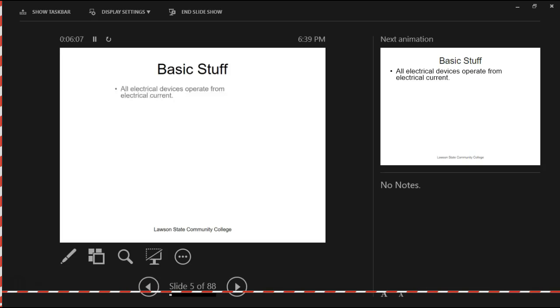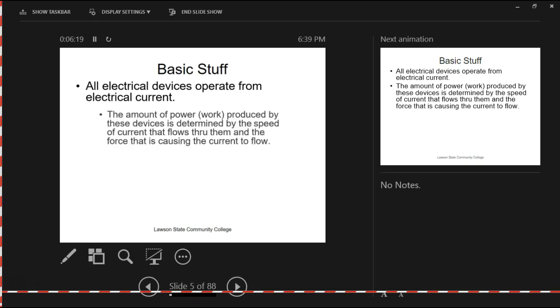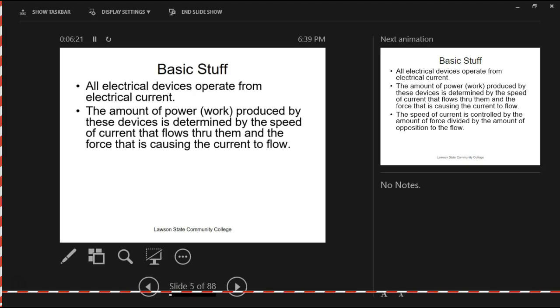So basic stuff. Electrical device. All electrical devices operate off electrical current. So what's actually moving inside the circuit is something called current. The amount of work being produced by these devices is determined by the speed of the current that flows through them and the force that is causing the current to flow. So basically we're going to use force times speed. That's why they figure our power bill.